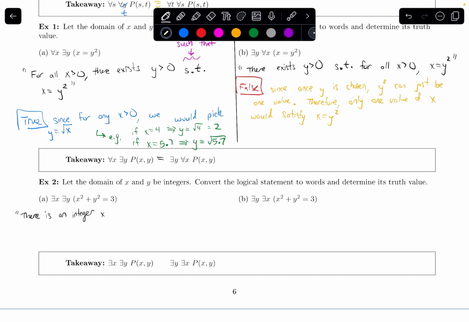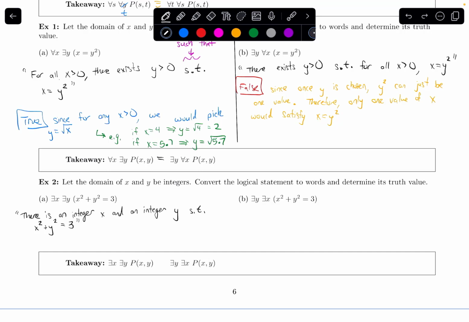x, and then after that, there exists y. So there is an integer x and an integer y, there is an integer y such that x squared plus y squared equals 3. So there is an integer x and an integer y such that x squared plus y squared equals 3. If I really wanted to write here, there exists an integer y or there is an integer y, I could have, but I think it's understood from context that that's what this means.